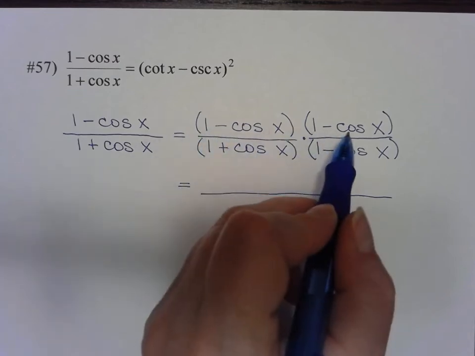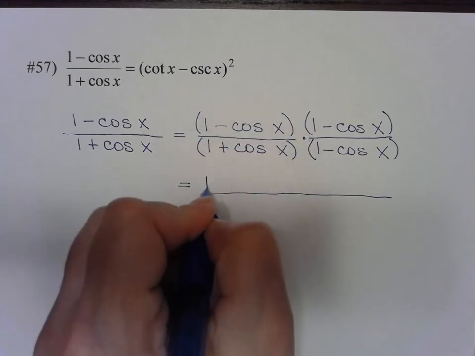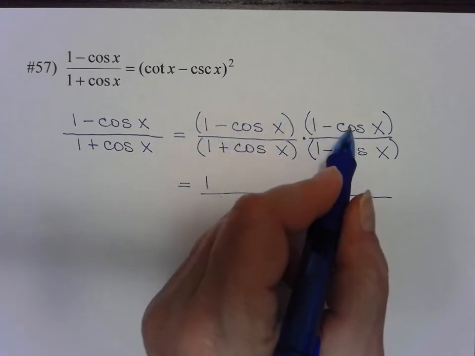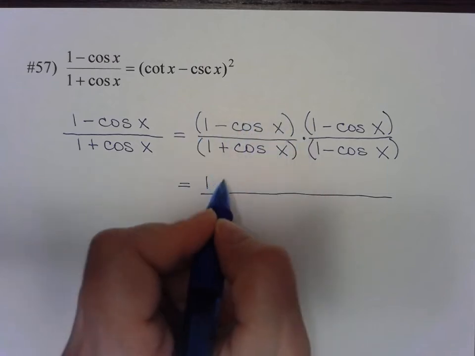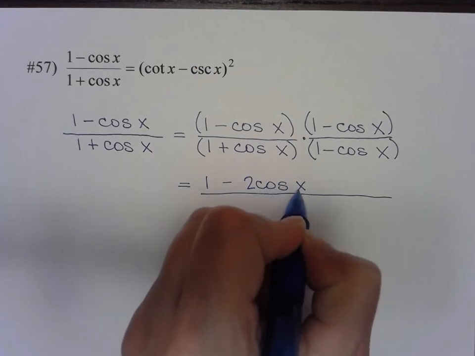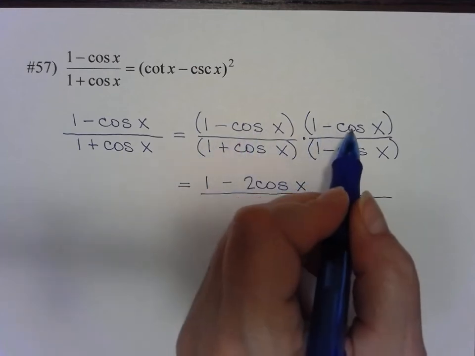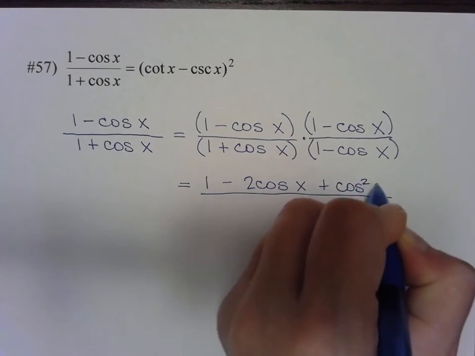Okay, so let's FOIL the top and FOIL the bottom. So in the top, we're going to have 1. On the outside, we'll have minus cosine x. And on the inside, we'll have minus cosine x. So that's minus 2 cosine x. Then the last times the last would be a plus cosine squared x.